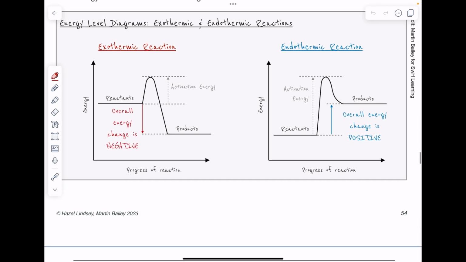So with our exothermic reaction, remember that delta H, our energy change, is negative, and what that means is that our products have less energy compared with our reactants, so do make sure that these reactant lines are higher compared with the products. The difference between those two lines is your energy change. Your activation energy, remember, is the minimum amount of energy required for a reaction to take place.